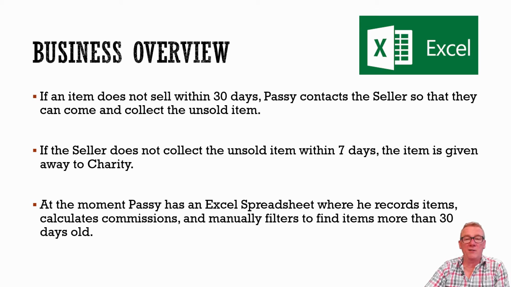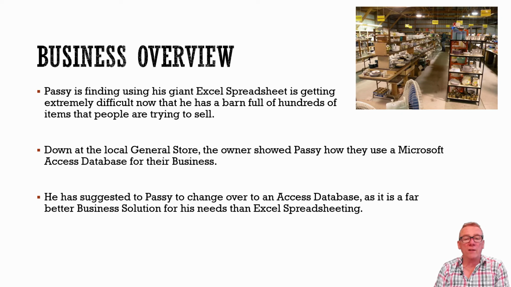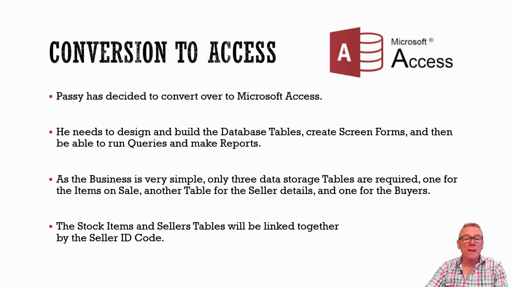Now, at the moment, there's an Excel spreadsheet. That's not adequate for the size of the bargain barn. So we're going to be developing an Access database as a business solution for the barn. Now, in converting to Access, there'll be several components that need to be made, and they get made in a particular order. And we'll have separate learning modules in the course for doing each of those items.